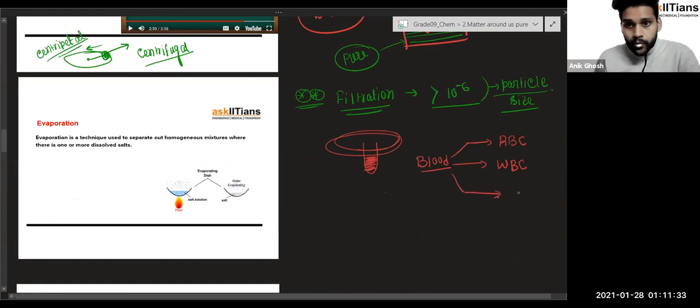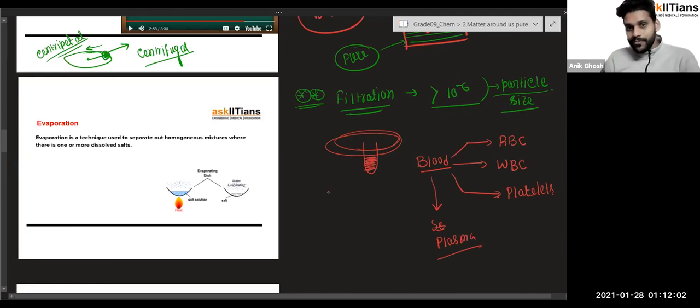After that, there are platelets, and there is serum. We can also say plasma, which would be better. Then what would happen if you just start rotating it? All the particles, like RBC, WBC, platelets, and plasma, would feel the centrifugal force, isn't it?